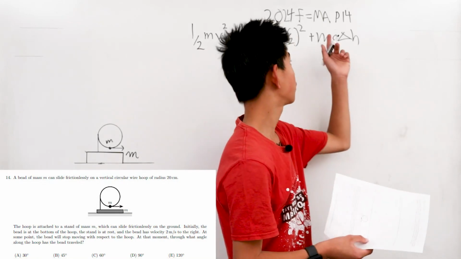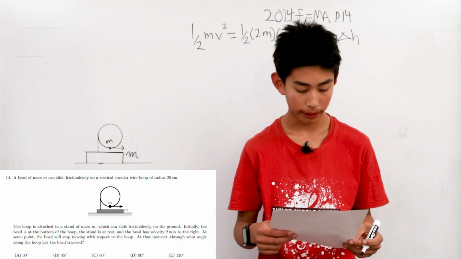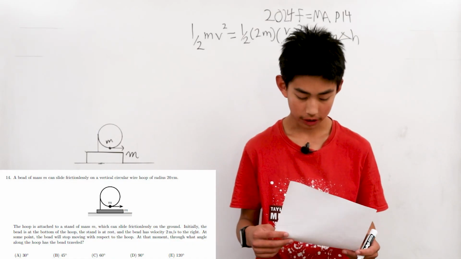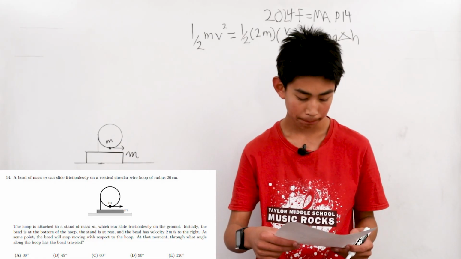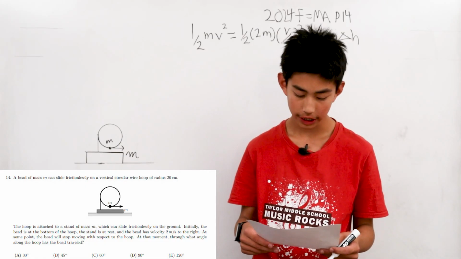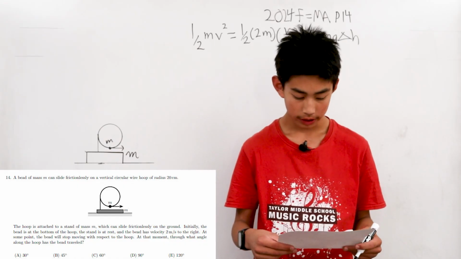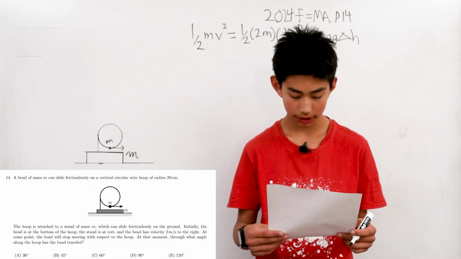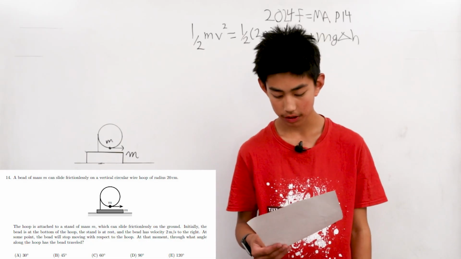We're solving problem 14 from the 2024 F equals MA exam. A bead of mass M can slide frictionlessly on a vertical circular wire hoop of radius 20 centimeters. The hoop is attached to a stand of mass M, which can slide frictionlessly on the ground. Initially, the bead is at the bottom of the hoop, the stand is at rest, and the bead has velocity 2 meters per second to the right.